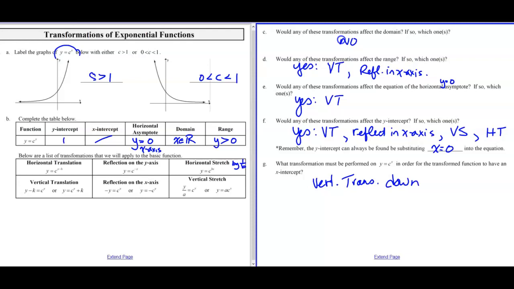Or if you do more than one, reflection and then reflection will do reflection and upward. Now there's a single transformation. It would have to be a vertical translation, right across the x-axis. Okay, so we have a summary here.